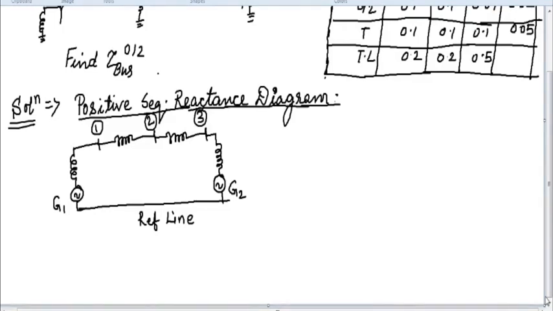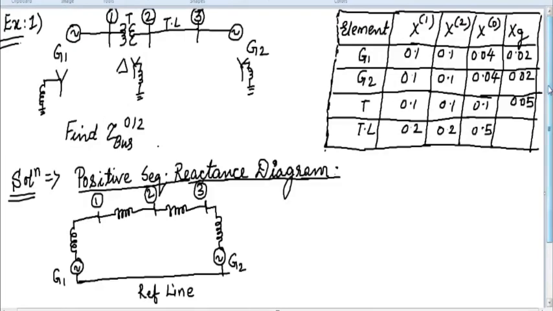Is the correct procedure to draw the positive sequence reactance diagram. Now we have to write the values of the positive sequence component by using this chart. So the table which is given to us, we have to make use of this table and write the various values which are given in this table associated with that respective component, right?